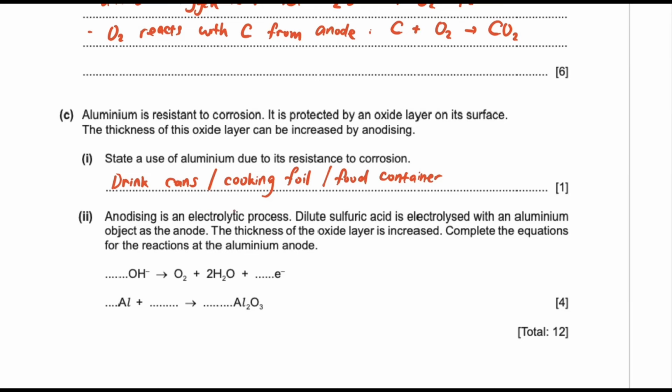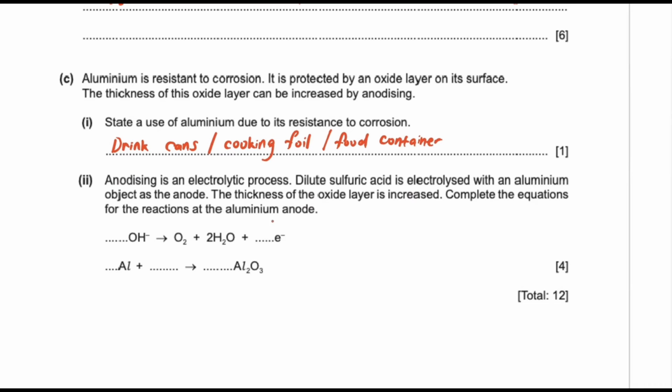Anodizing is an electrolytic process. Dilute sulfuric acid is electrolyzed with an aluminium object as the anode. The thickness of the oxide layer is increased. Complete the equation for the reaction at the aluminium anode. So you can see, for the anode, we use aluminium. This question tries to let you understand a little bit about anodizing.